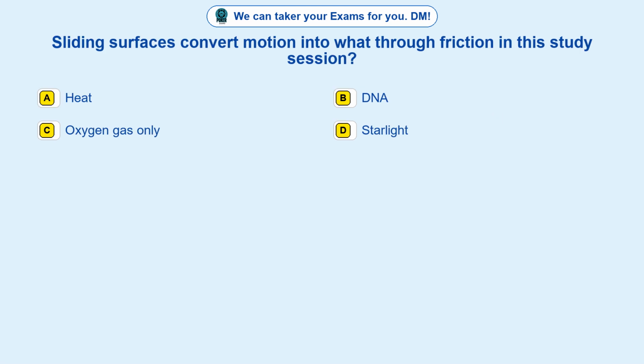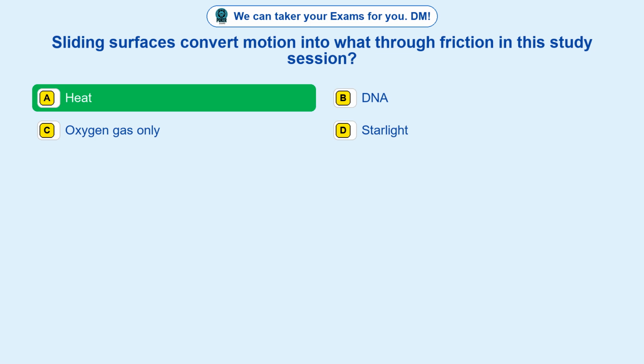Question 64. Sliding surfaces convert motion into what through friction in this study session? Option A, heat. Option B, DNA. Option C, oxygen gas only. Option D, starlight. The correct answer is option A.